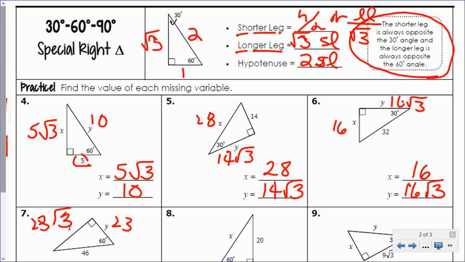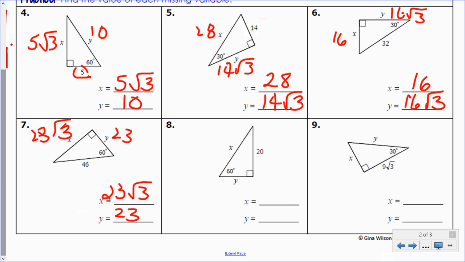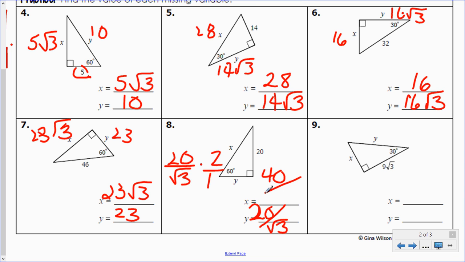All right, so let's go back down. We're going to take the 20 and divide it by square root of 3. That would be our shorter leg, which is y. And I'm actually going to let you leave the radical in the denominator here. Now to find the hypotenuse, we just take the shorter leg and multiply it by 2. So that would be like taking this and multiplying it by 2 over 1. And so that just becomes 40 over the square root of 3. And then you're finished.